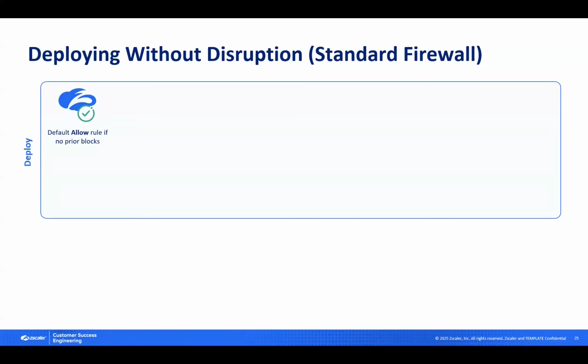Let's start with the standard firewall. First, you'll want to make sure that your default action is set to allow all traffic. You should review your existing legacy firewall for any explicit block policies. You should then configure allow and block policies in ZIA to match as necessary.